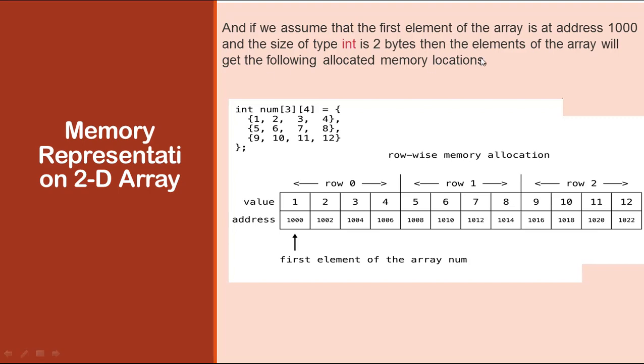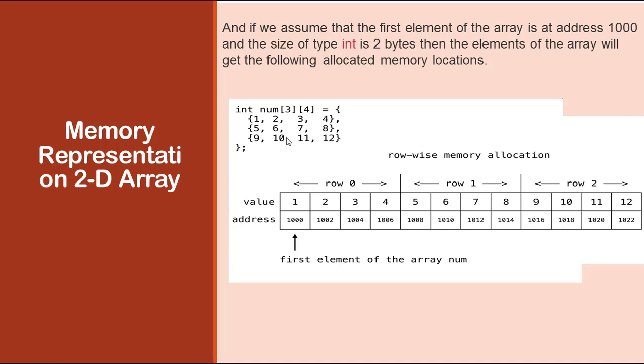And if we assume that the first element of array is at address 1000 and the size of type int is 2 bytes, then the elements of array will get the following allocated memory locations: 1002, 1004, 1006, and the last element is stored at address 1022. This is a row-wise memory allocation for 2D array.